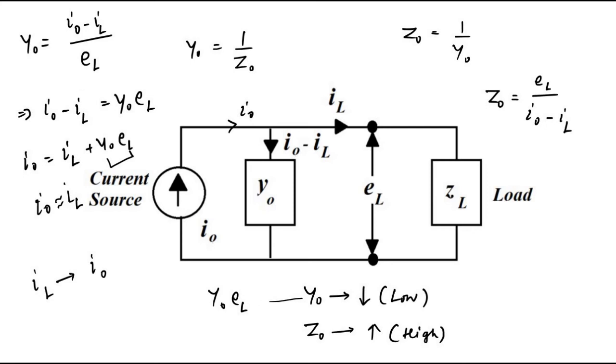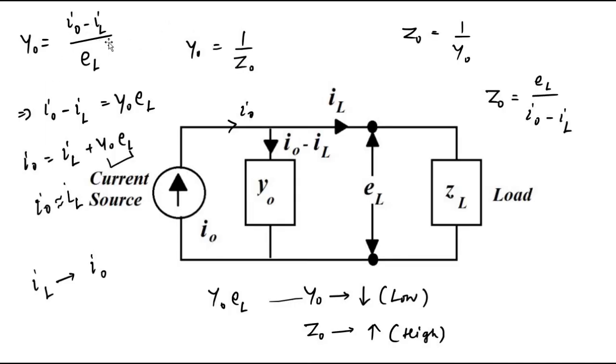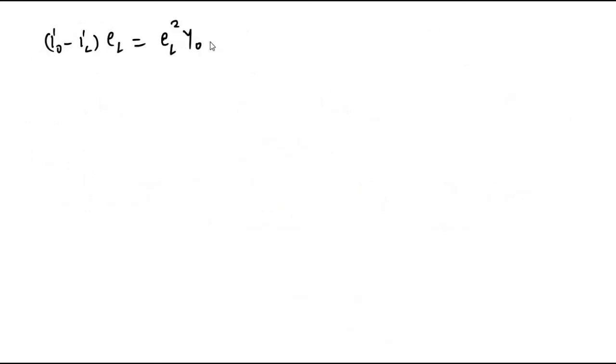So then this will be simply EL square Y0. Okay, EL square Y0. Simply from this, I0 minus IL is equal to EL Y0. So it will be EL Y0 into EL. So don't get confused here. I simply substituted I0 minus IL with EL Y0.